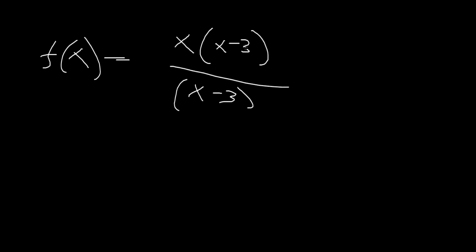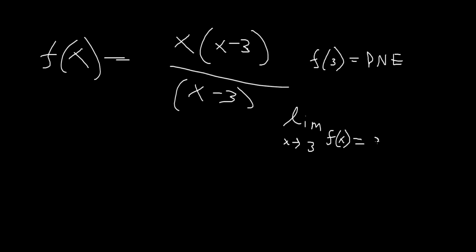If we were to actually try to plug in 3 for this function, we would get an error. We would get does not exist, and the reason is because the bottom would be set equal to 0. However, if we did the limit as x approaches 3 of the function, we would actually get 3.